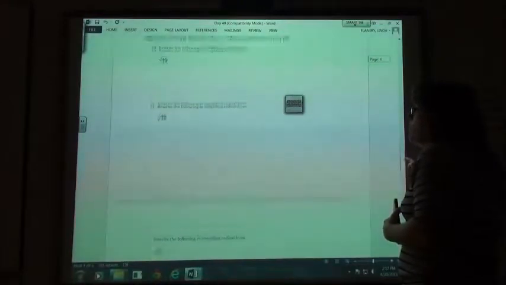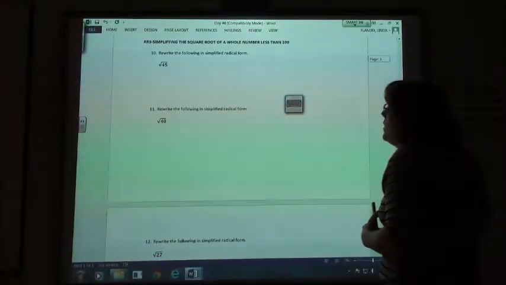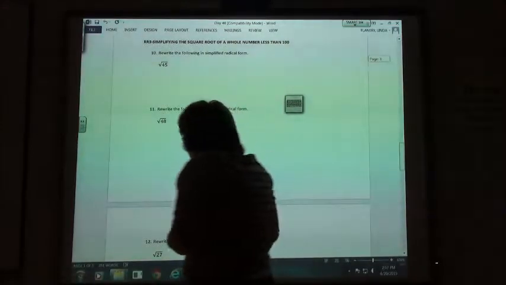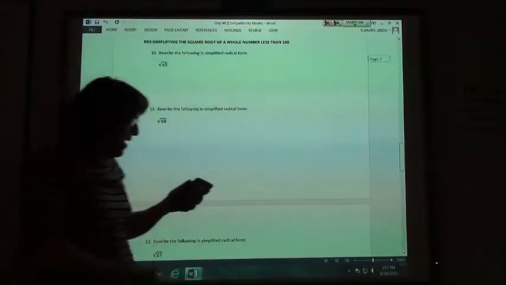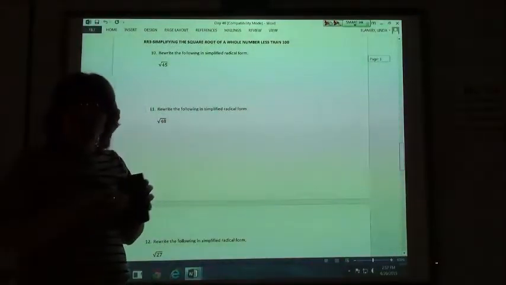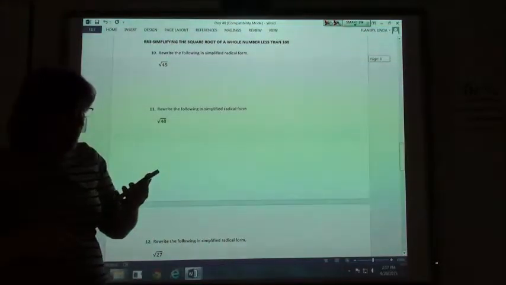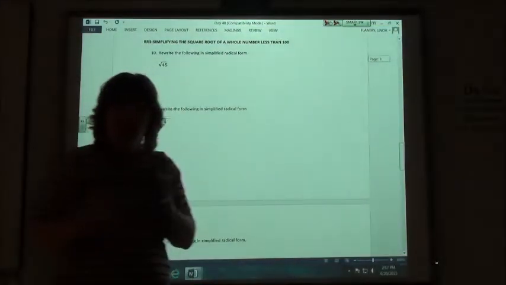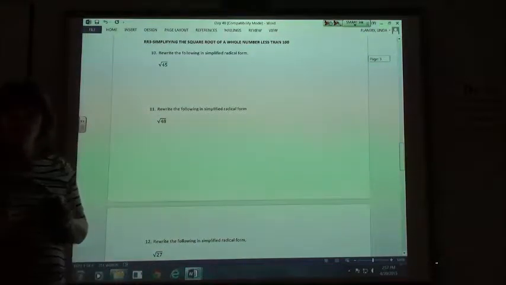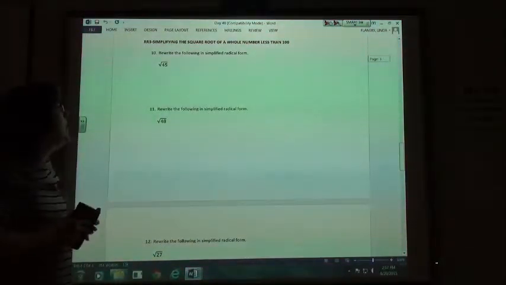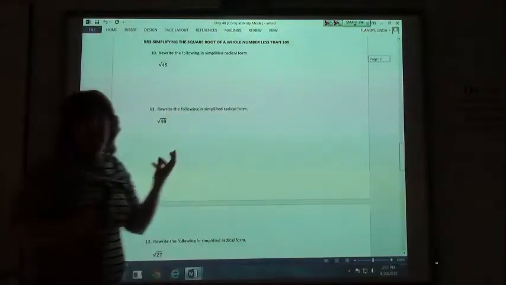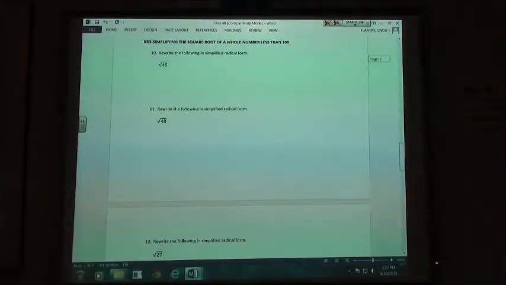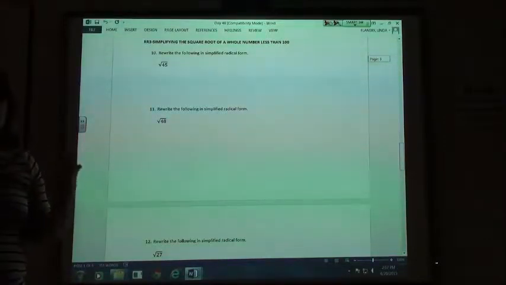The next ones, we are simplifying the square root of a whole number less than 100. Now these are going to be ones that are not perfect squares. If you took your calculator and put in the square root of 45, you get one of those irrational numbers, 6.7082033932. Irrational numbers, non-terminating, non-repeating decimals. Well, they tell us to write it in simplified radical form. We can simplify it by factoring it into a perfect square times its other factors.